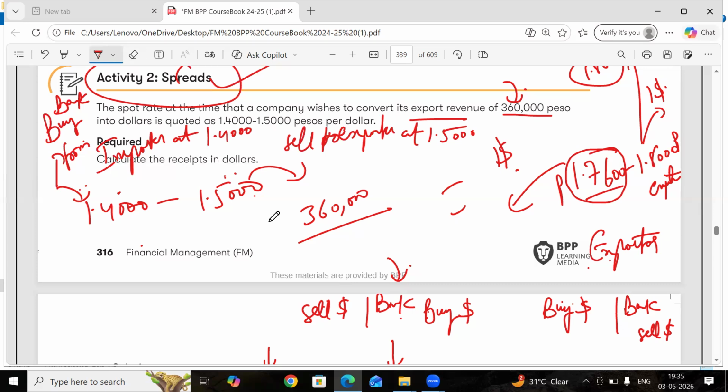Solve this and tell. The bank buys what? Dollars. From importers at this many pesos. Sell to exporters at this. That means sell dollars to exporters at this many pesos. So buy dollars from importers at this many pesos. Sell dollars to exporters at this many pesos.